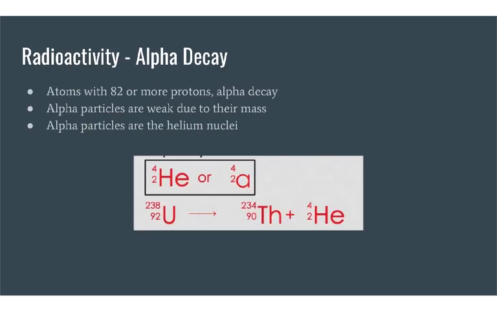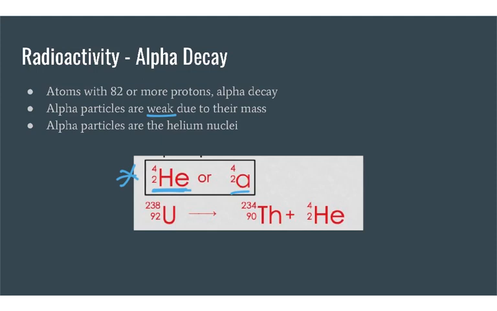So let's look at our different types of decay. We're going to start with alpha decay. Like I said, we have our A for alpha, or usually in Greek it's written a little differently. But we also have helium. So you're going to see this both ways, more so written with the helium than alpha. This occurs in atoms with 82 or more protons, so that means their atomic number is 82 or higher. They are very weak due to having a very low mass, and alpha particles are also helium nuclei.